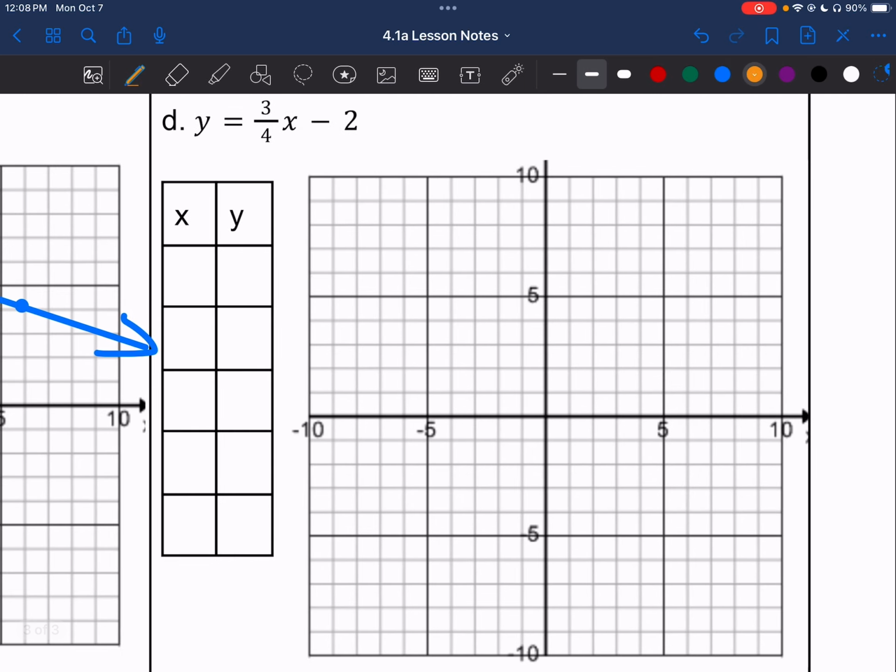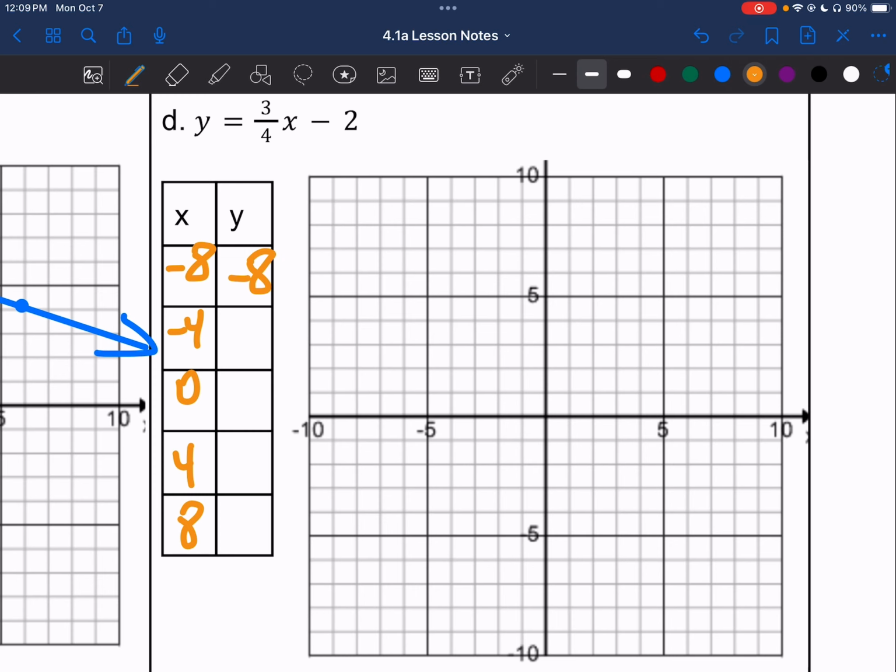Letter D, we have y equals 3/4 x minus 2. So multiples of 4 are what we're going to work with. So -8, -4, 0, 4, and 8. When we substitute it in, -8 times 3 divided by 4 minus 2 is going to give me -8.